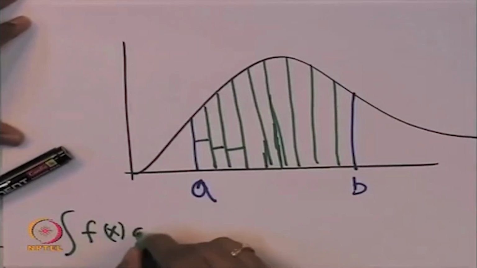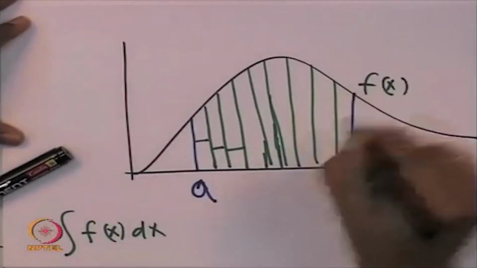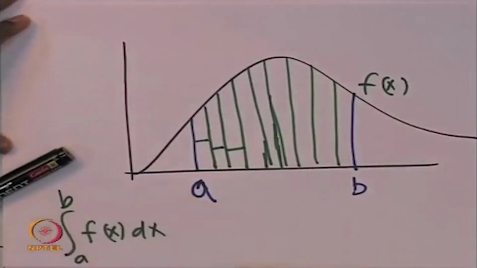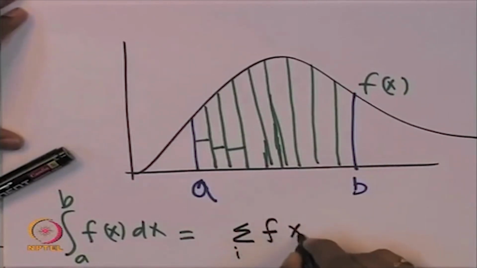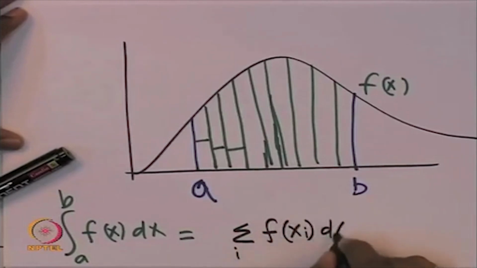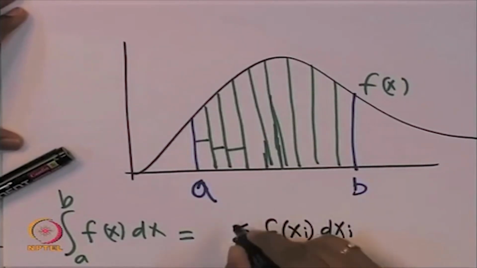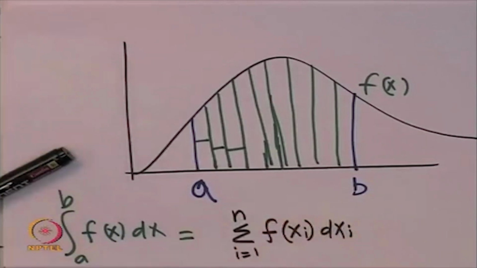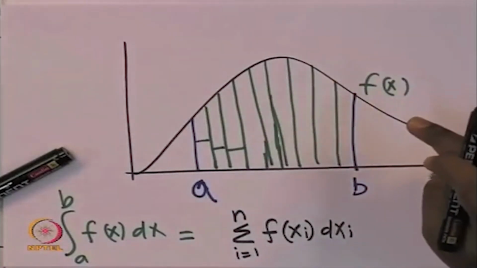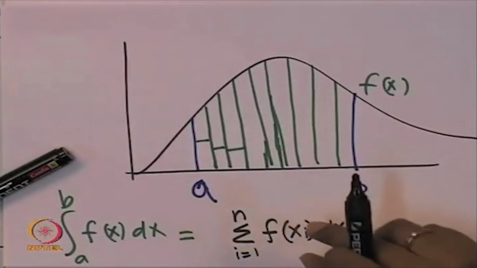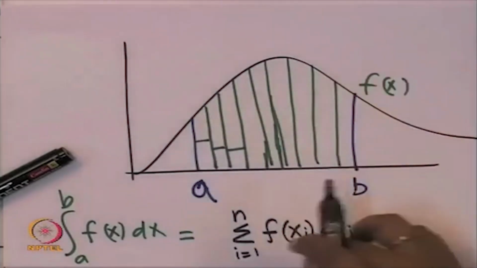Then this integral of f of x dx, so this is our f of x from a to b, can be written as the sum over i of f of x_i dx_i, with i going from 1 to n, let us say I divide into n parts. Now, what should be the value of n? Should I divide this into 5 intervals, 10 intervals, 20 intervals? We will answer this question, but assume that you divide into n intervals, this is the answer.